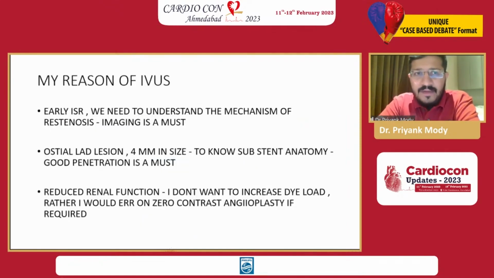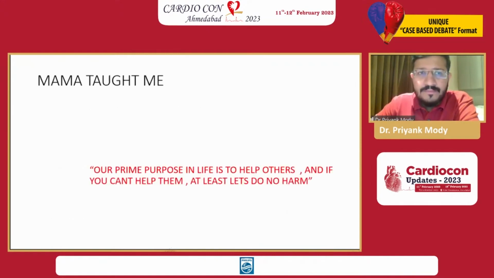My reasons for selecting IVUS: it's an early ISR. We need to understand the mechanism of restenosis. Imaging is a must. OCT, though a better modality in giving a good image quality, but HD IVUS fares pretty well. It's an ostial LAD lesion. A 4 millimeter stent has already been implanted. We need to see even the sub-stent anatomy, so good penetration is a must. Patient has reduced renal function. I don't want to increase the dye load. Rather here I would want to err on zero contrast angioplasty if at all it's required.